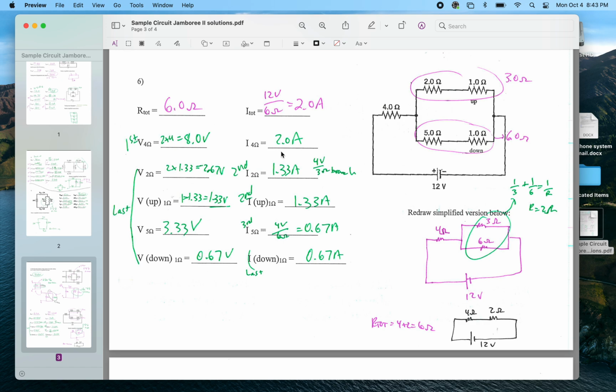Now, I'm going to end up doing this last. This one I did not really do last. It was at the same time as the 5 ohm one. So with this, now I know the current through the upper branch, so I just multiply it by that resistance, and then I multiply it by that resistance. That gives me the voltage across each of them, 2.67 and 1.33 volts respectively.